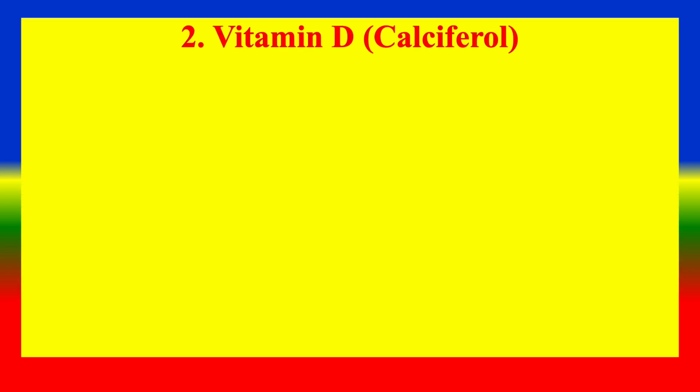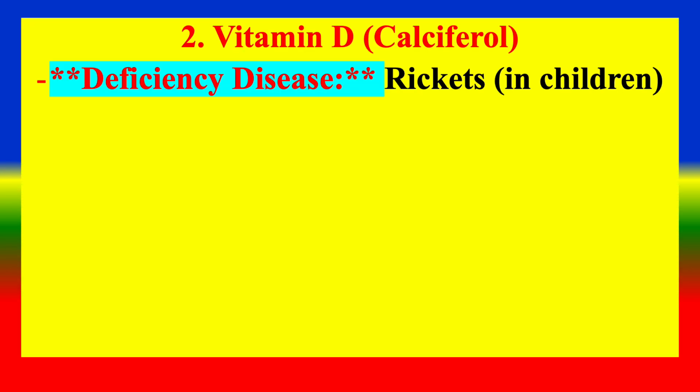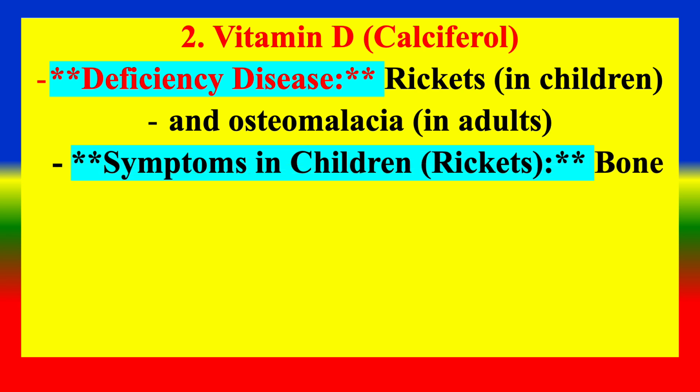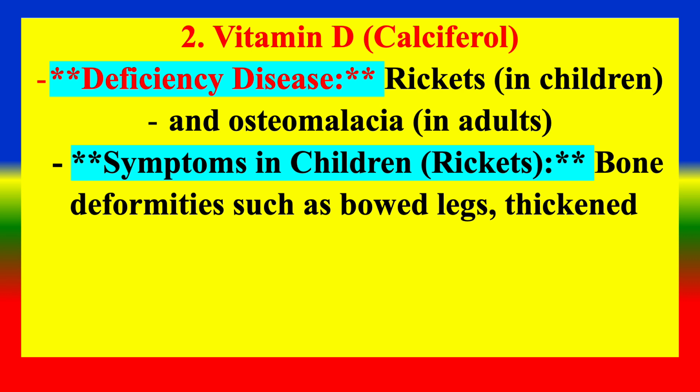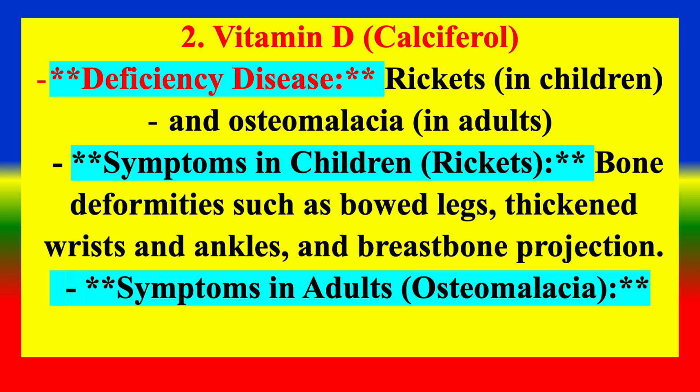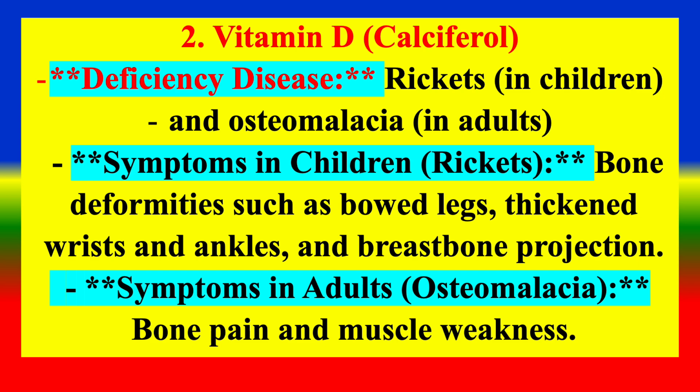2. Vitamin D, calciferol. Deficiency disease: rickets in children and osteomalacia in adults. Symptoms in children's rickets: bone deformities such as bowed legs, thickened wrists and ankles, and breastbone projection. Symptoms in adults, osteomalacia: bone pain, muscle weakness.